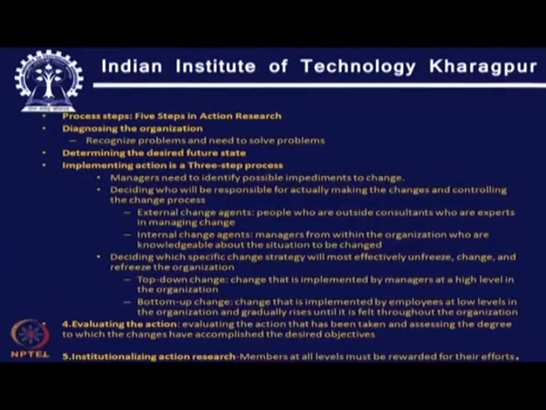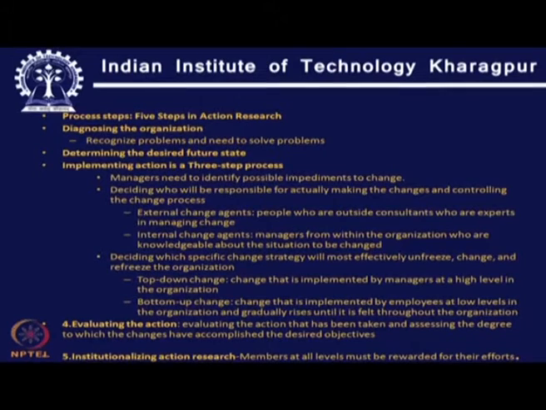The process in action research has 5 steps. First is diagnosing the organization: identify the problem and the need to solve the problem, determining the desired future state of what it should be, and implementing the action. Managers have to identify the possible impediments to change.